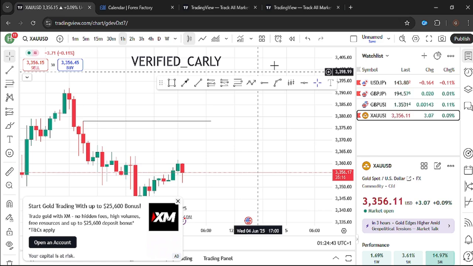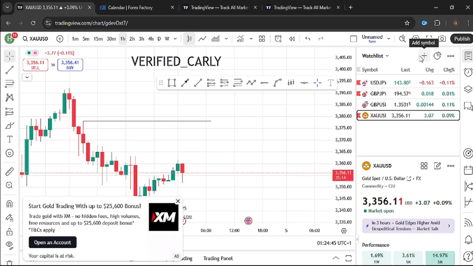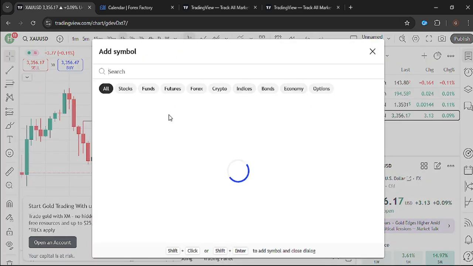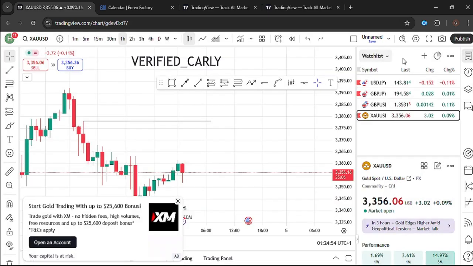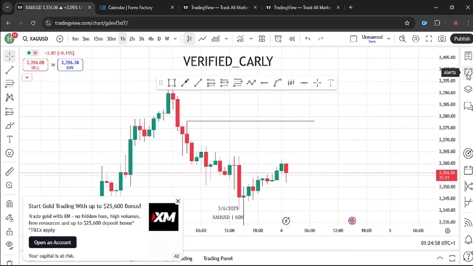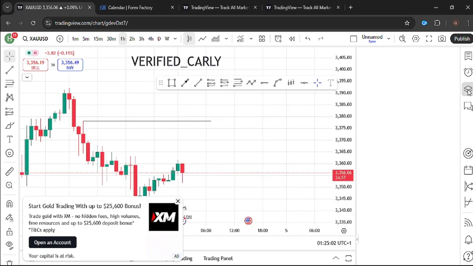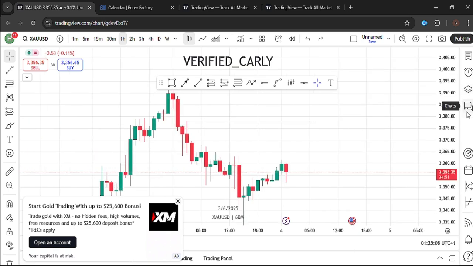If you want to add any pair to your watch list, you look at this plus icon. See add symbol, right? You click it. Any pair that you want to add, you can just search it and add. That is the watch list. So I'm closing it. This is alerts which I've already talked about. Objects and data, I don't normally use those always. Charts, all these ones I don't use them, so they don't have much use like that.